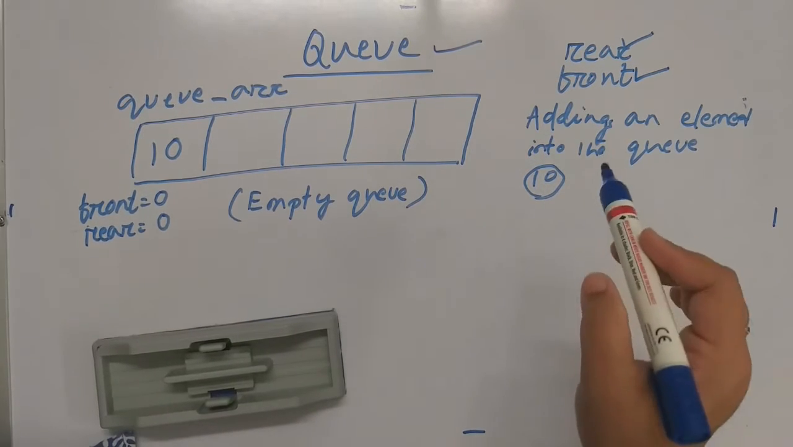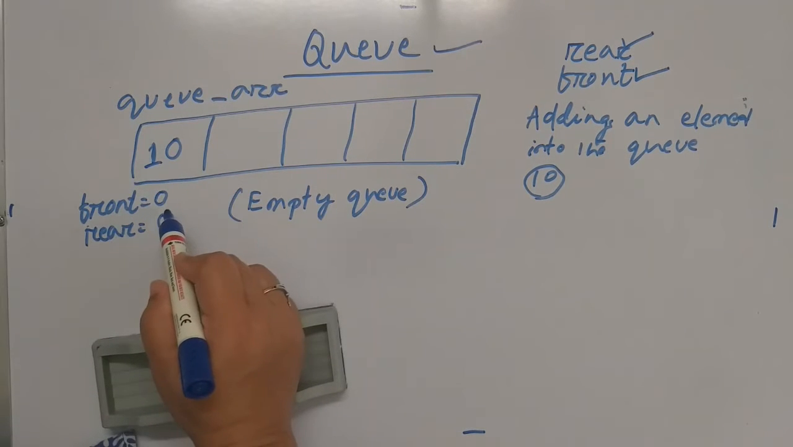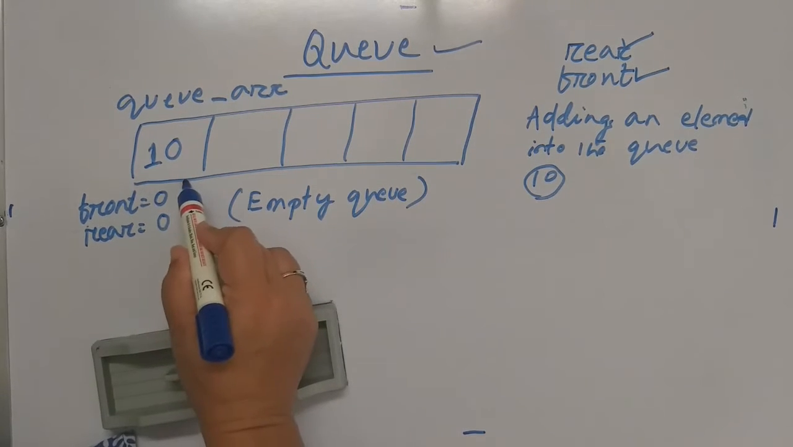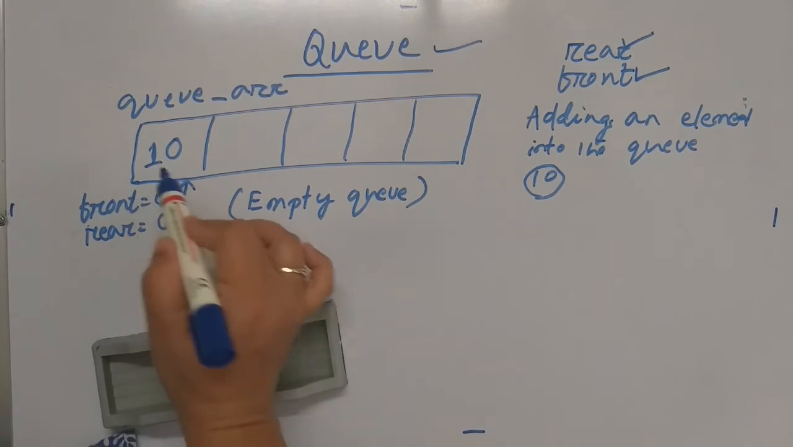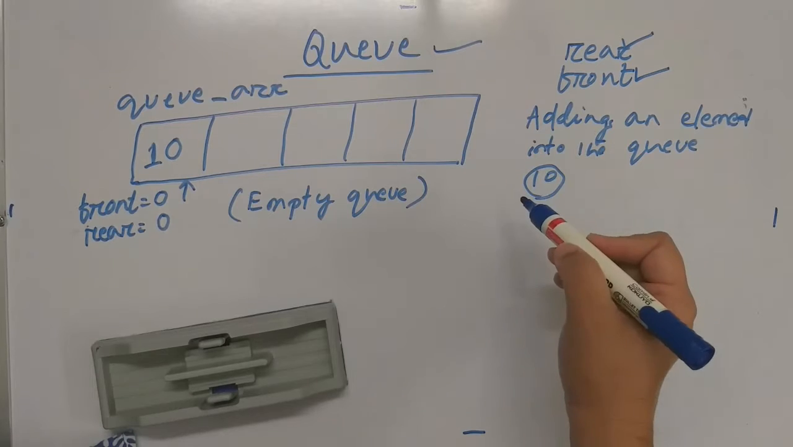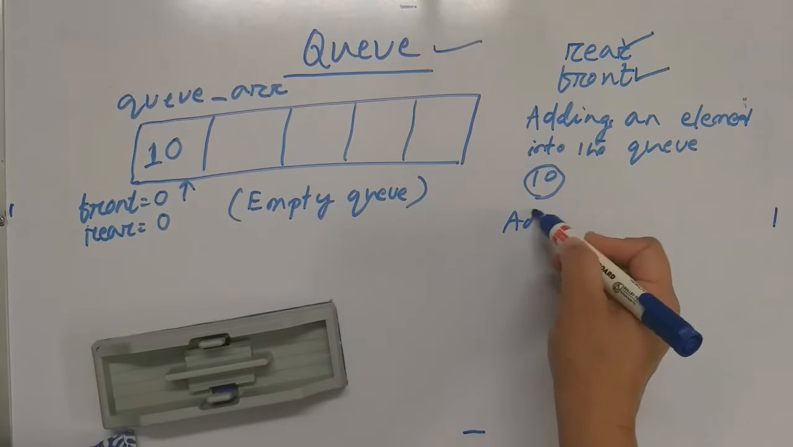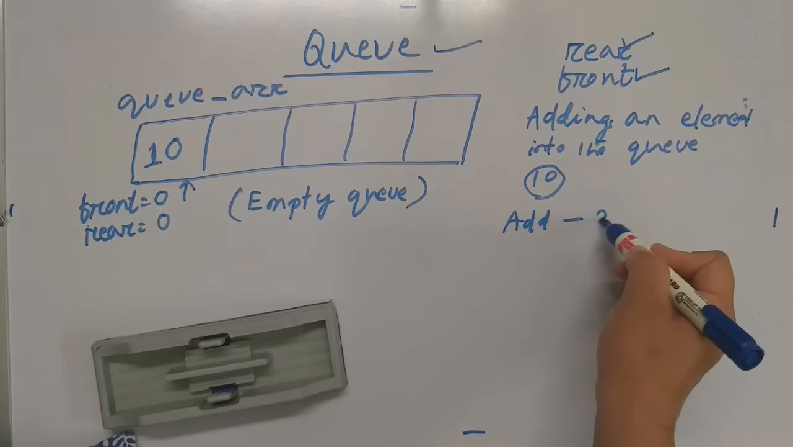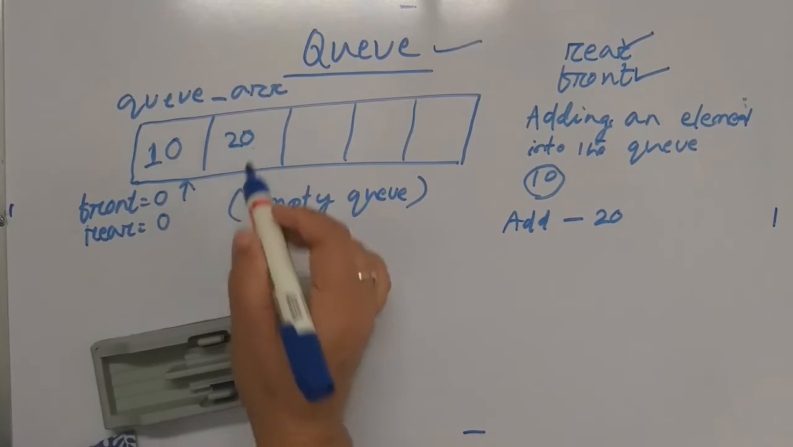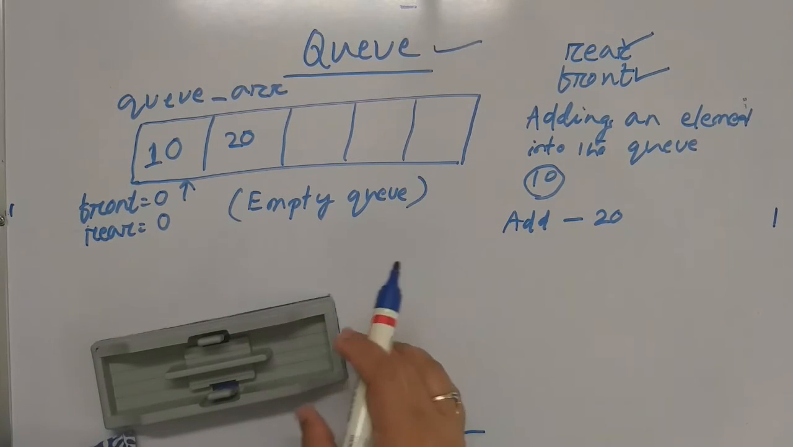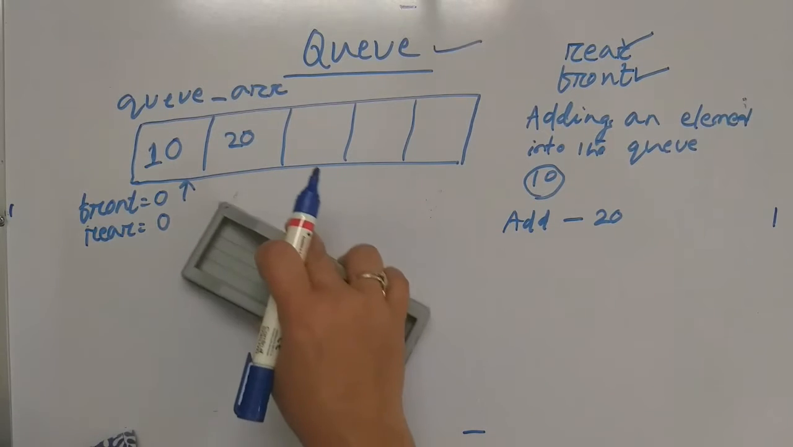But for the first case, the front is incremented as well as the rear is incremented. That means here the front and rear both are indicating this position. Suppose then we are adding another element, which is suppose here 20. So we add 20. Now the front value is not incremented here.